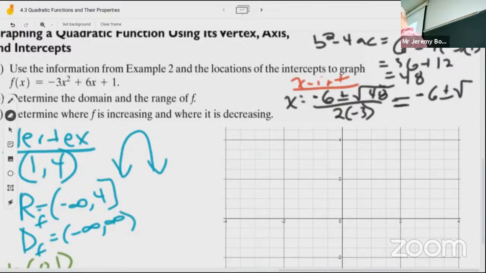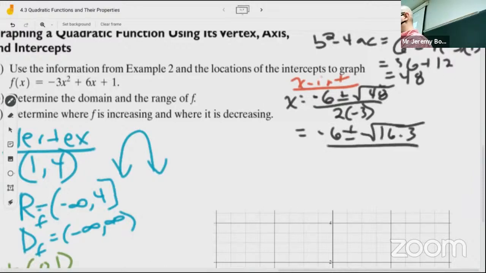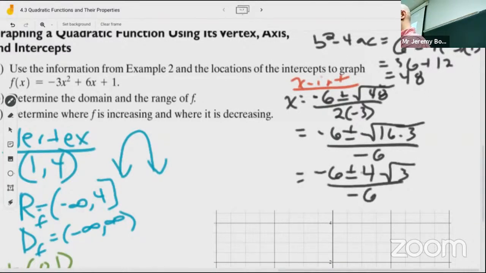I don't think I have enough room to write it, so let me move the graph down some. So we have negative 6 plus or minus the square root of 16 times 3 over negative 6, which would be negative 6 plus or minus 4 times the square root of 3 over negative 6. And then the last thing I can do is reduce that a little bit. Each thing can reduce by 2. So it looks like negative 3 plus or minus 2 square root of 3 over negative 3.